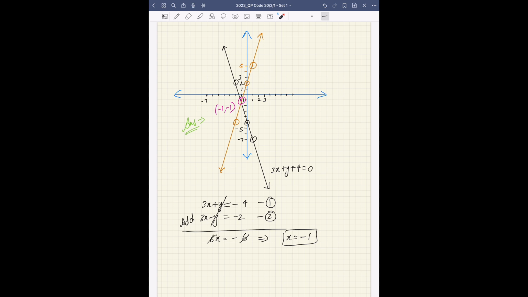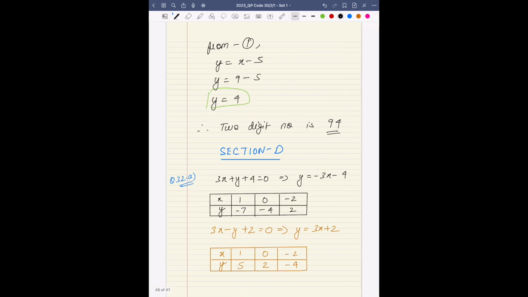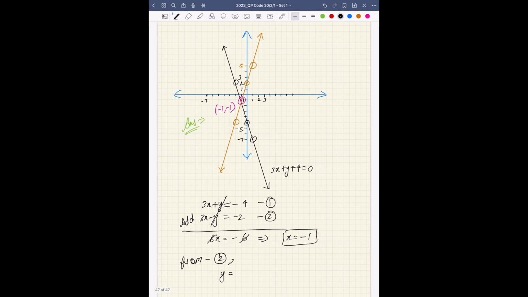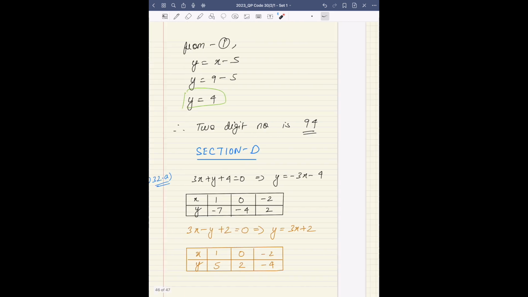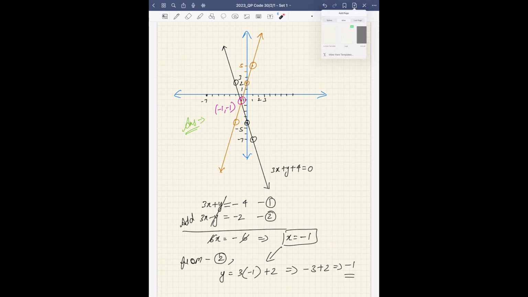This is correct. From equation 2, we can take y is equal to what? We have found over here 3x plus 2, right? So we get 3x, what is x? Minus 1 from here, plus 2. Again, it comes out to be minus 3 plus 2, or minus 1. So yes, whatever we have found is correct. You can do this in the rough. You can also do it on the fair. Nobody is stopping you. You're just verifying your answer. Okay, cool. Let's move on to the next question.